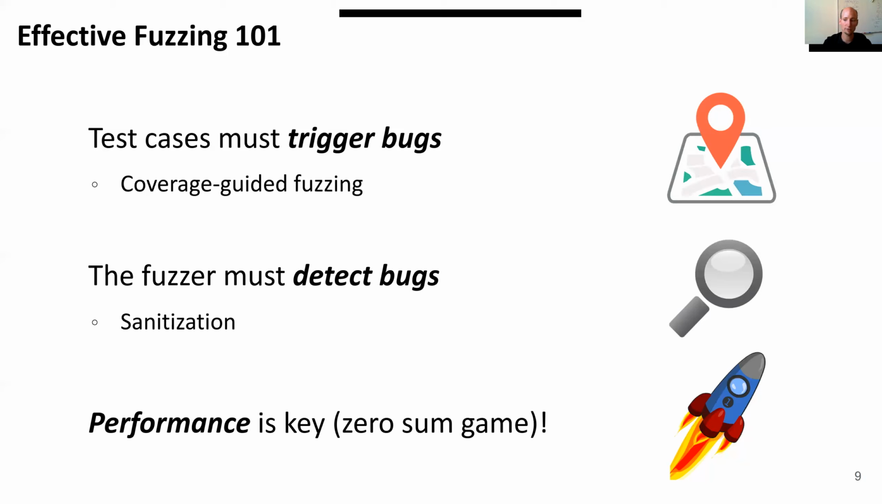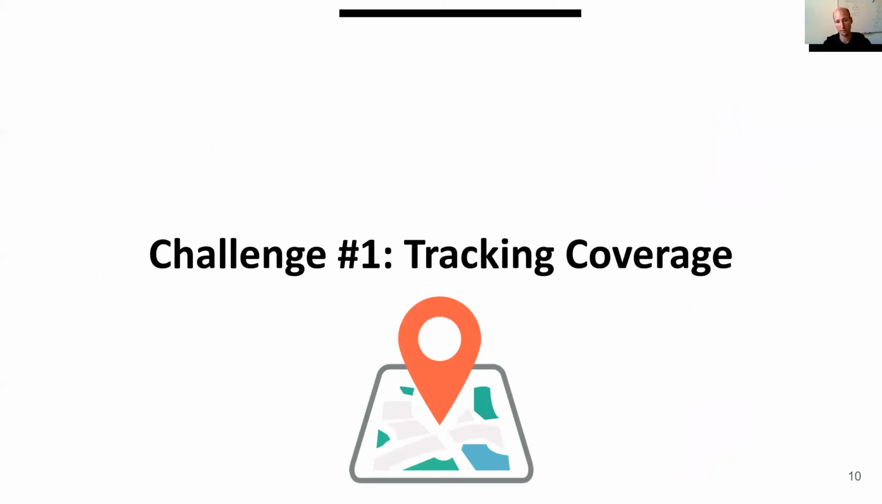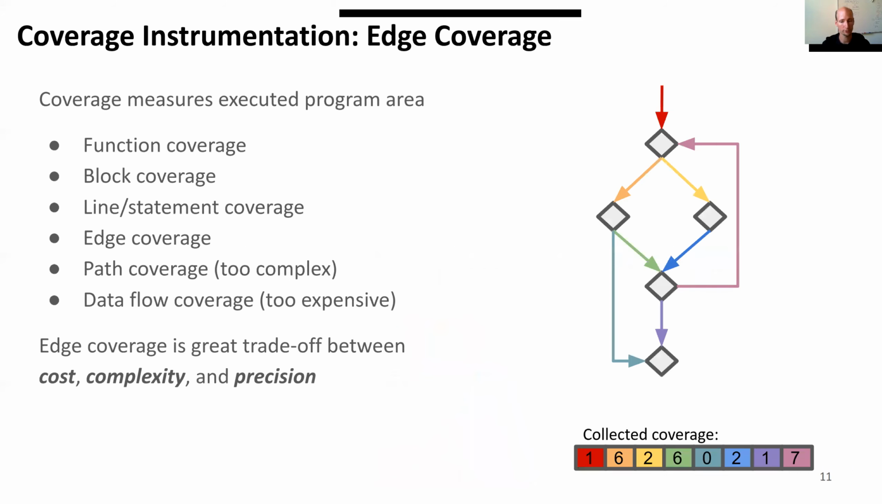Now let's look at some of the key issues that we mentioned here and start with the first challenge, tracking coverage. How do we actually keep track of which parts in the program have been executed and what makes it interesting for further mutation? How can we infer which parts should be mutated, which parts should be analyzed? Let's take a second to talk about baseline coverage.